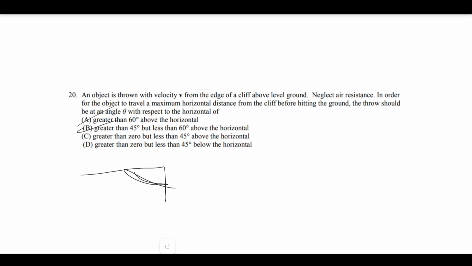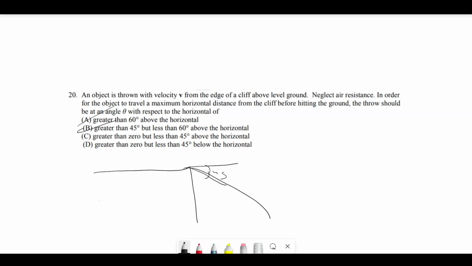Oh, sorry, I'm overlooking the most important part. This is a cliff. It says right here, from the edge of a cliff above ground level. So, since it's above ground level, 45 degrees below the horizontal is going to be thrown this way.